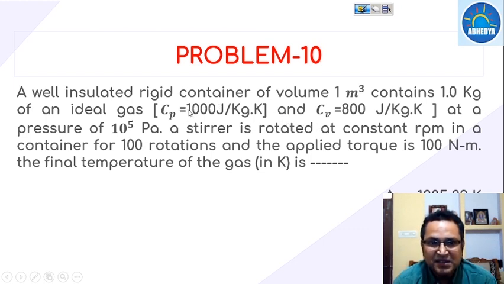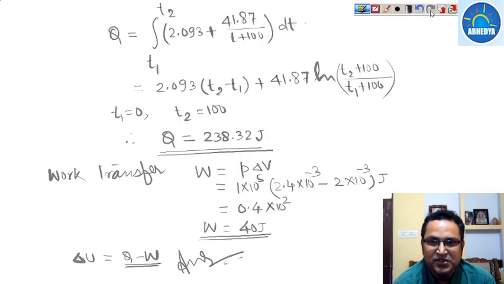And this ideal gas is maintained at a pressure of 10 raised to the power 5 Pascal, that is 1 atmospheric pressure. And this stirrer is rotated at a constant RPM in a container for 100 rotations. So please make it correct, it is 1000 rotations, and the applied torque is 100 Newton meter. Then find the final temperature of the gas in Kelvin. So this question was asked in 2015 GATE. So see how to solve this question.